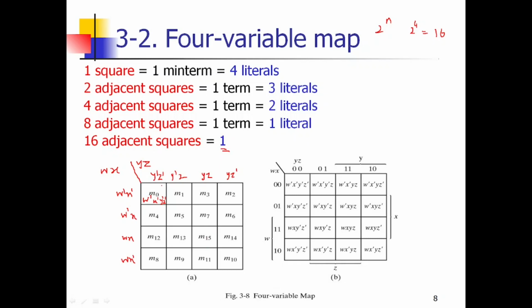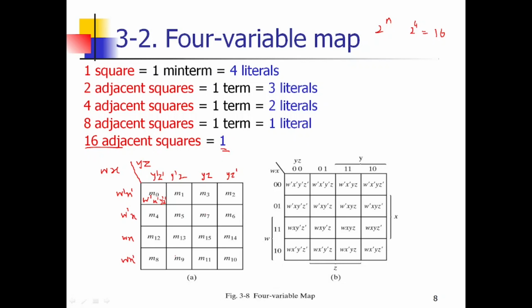Okay, right. Then, coming to the possibilities of mapping, we have to check the first possibility of mapping, which is 16 adjacent cells. If we have 16 adjacent cells, then the Boolean function for that is 1. Then 8 adjacent cells, or 8 adjacent squares, is nothing but an octet. So what is the octet possibility here?